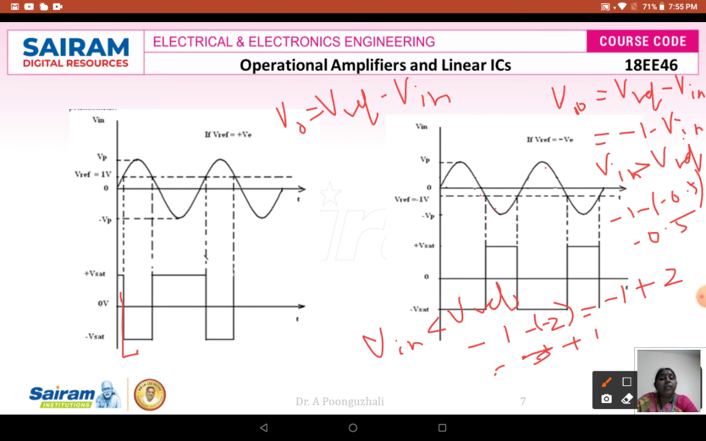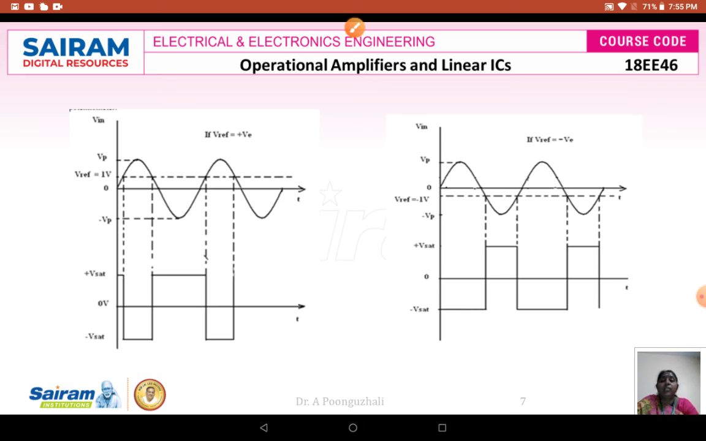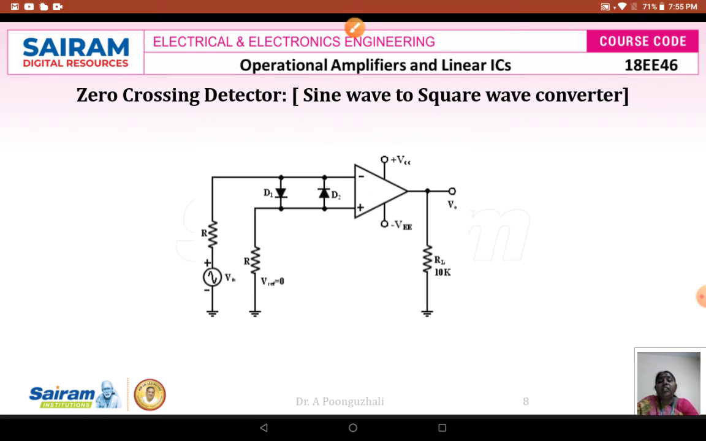So plus 1 means my output is going to go to plus saturation. So from negative saturation my output goes to plus saturation when Vin is less than V reference. So at this point, when Vin is less than V reference, my output will be at plus V saturation. Here it will be at minus V saturation. So like this your comparator is going to work. This is your inverting comparator.